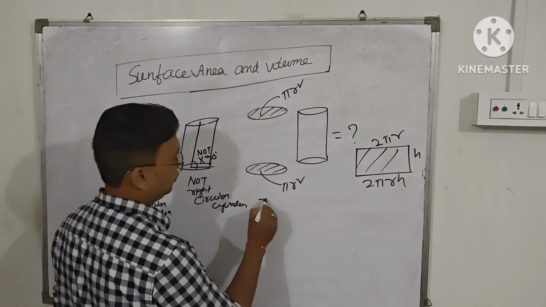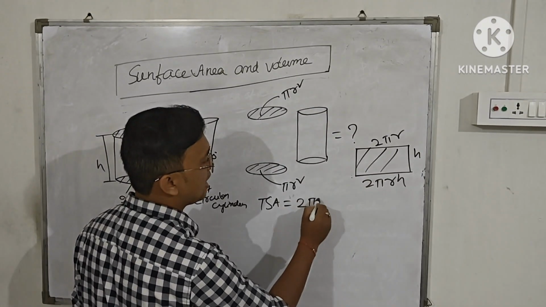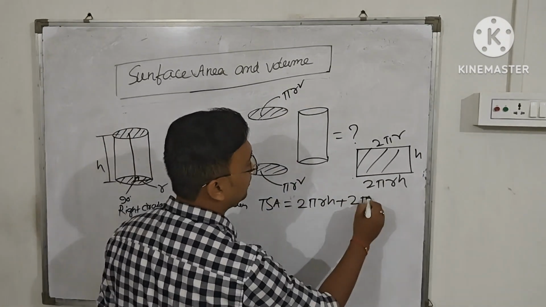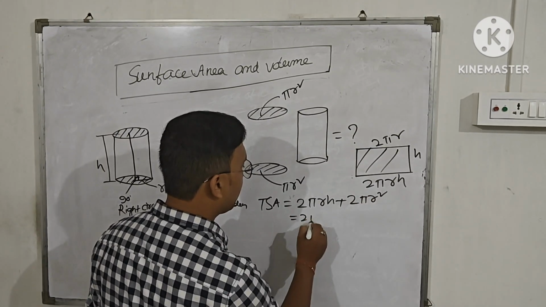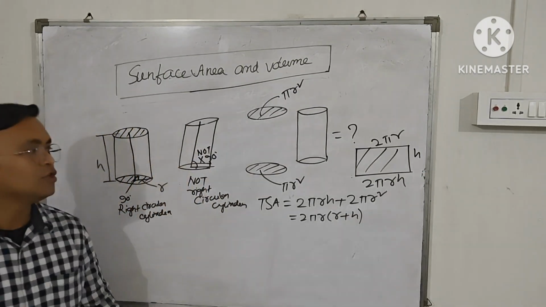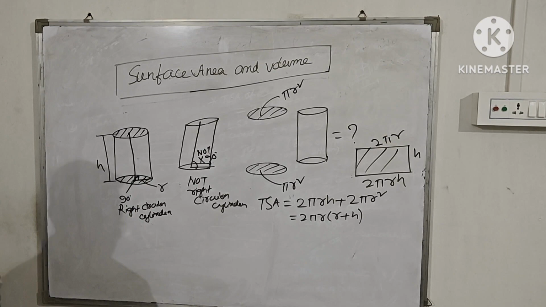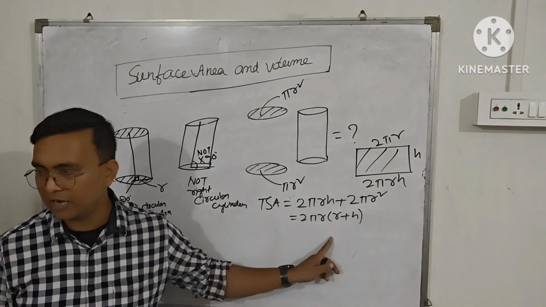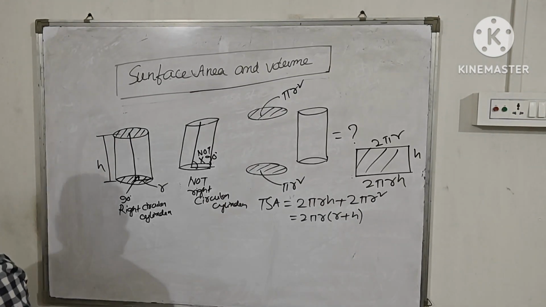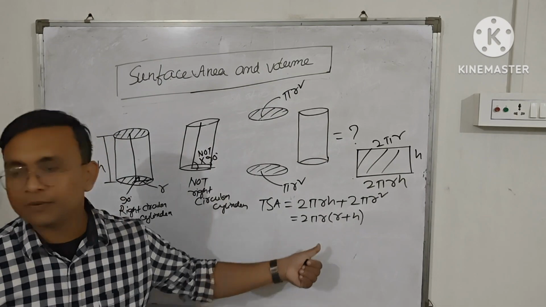So total surface area is the curved surface 2 pi r h plus 2 pi r square. Take 2 pi r as common. What is left inside? r plus h. So this is the formula for total surface area of a cylinder. You need to remember only this formula. But I have explained these things for better understanding, so that you can explain if someone asks you how this formula comes.